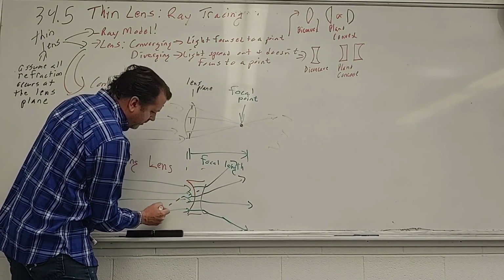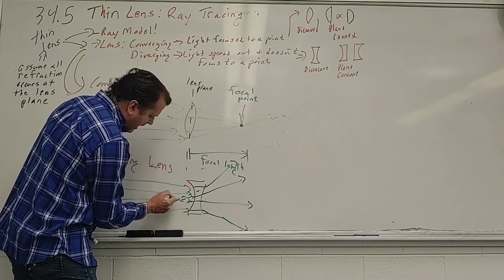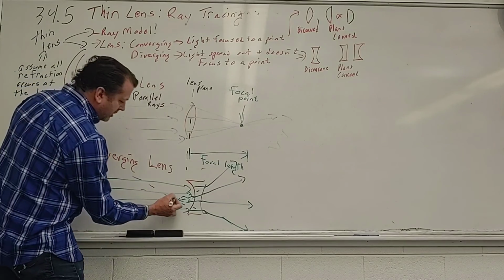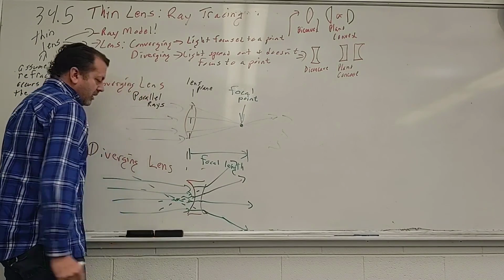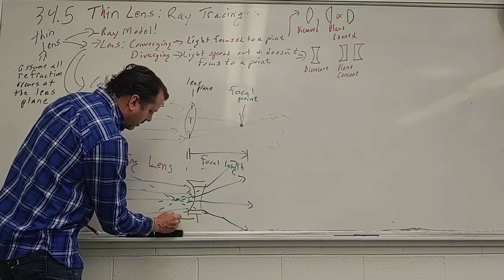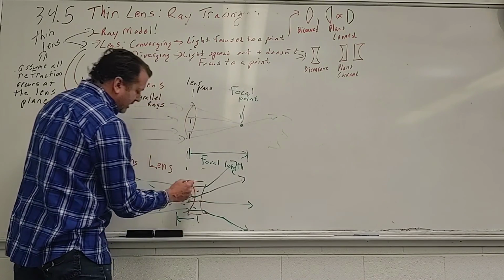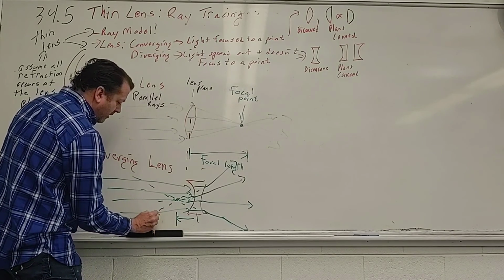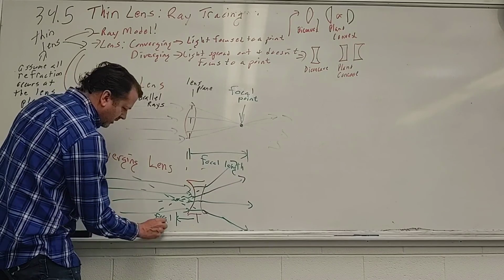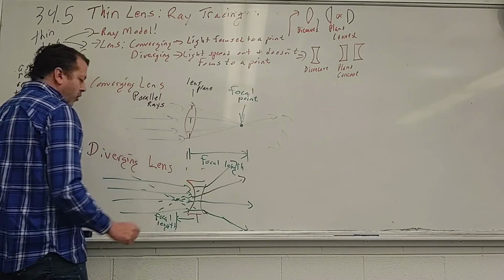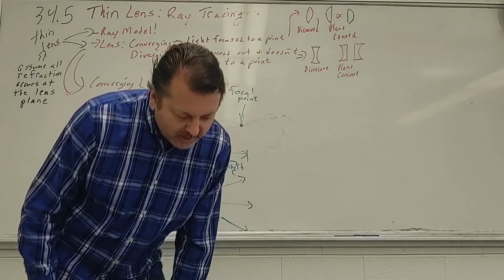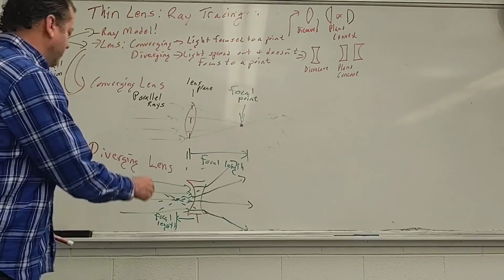So, that distance here is the focal length. See that? For a diverging lens, that would be the distance away.